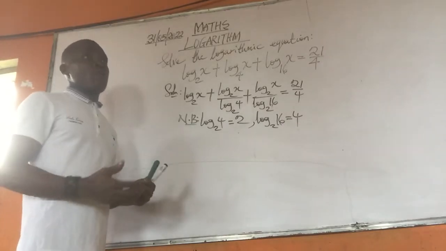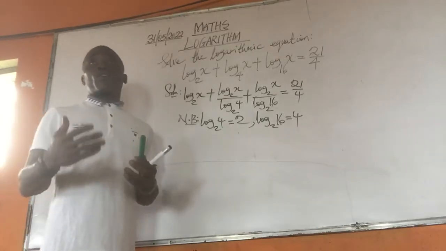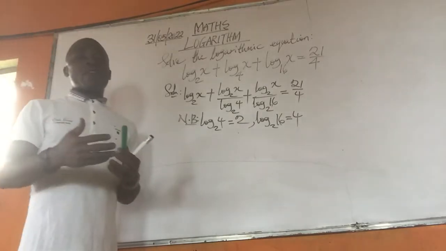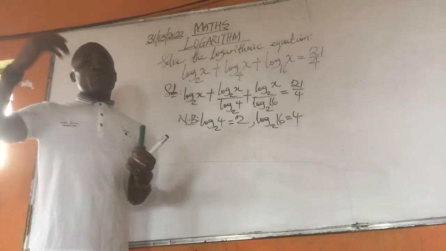Log base 2 of 256 will give us 8. Log base 2 of 128 will give us 7. Log base 2 of 64 will give us 6, and so on and so forth.